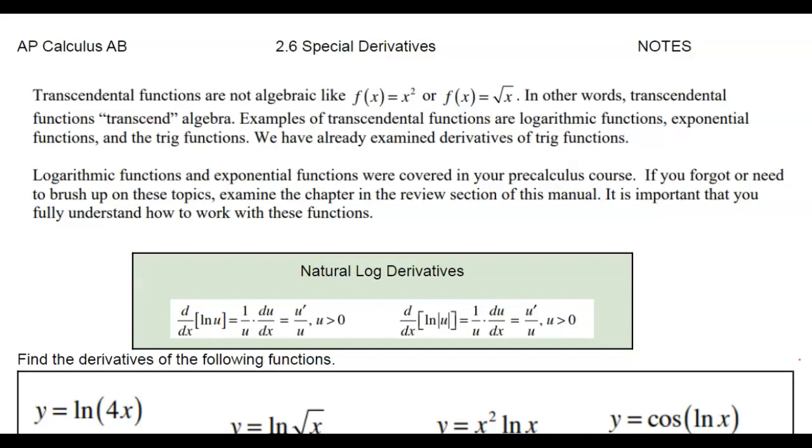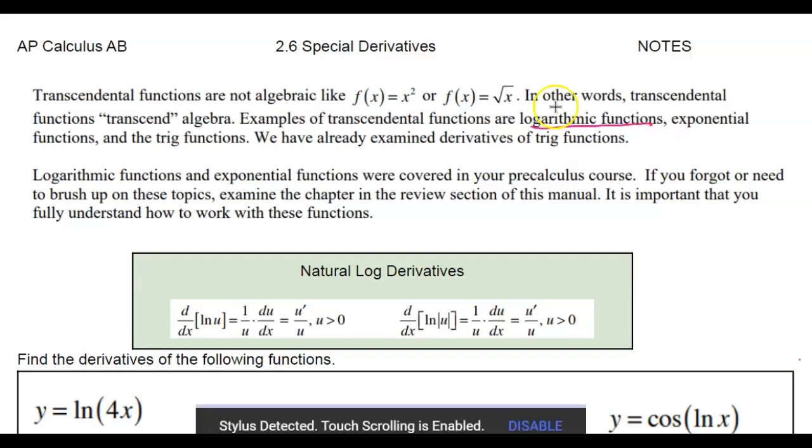Okay, so section 2.6 is special derivatives. So these are transcendental functions, and so they're not algebraic. You're just going to have to memorize what these derivatives are, okay? So there's logarithms, exponential, trig functions, and so on.